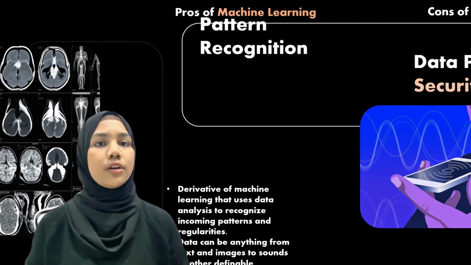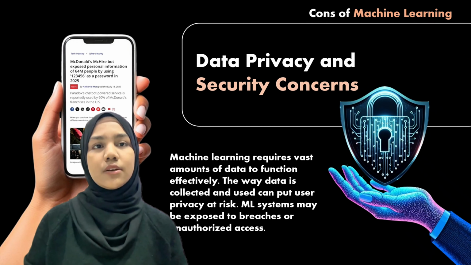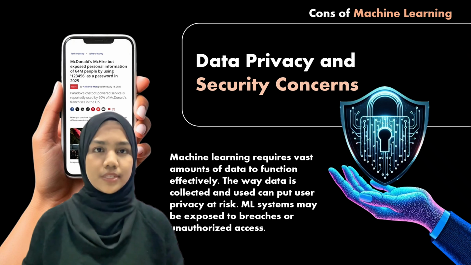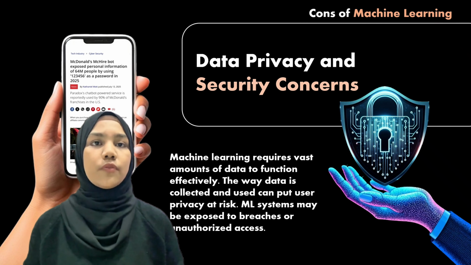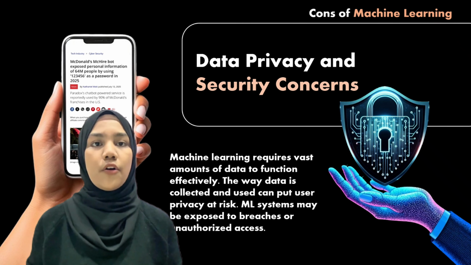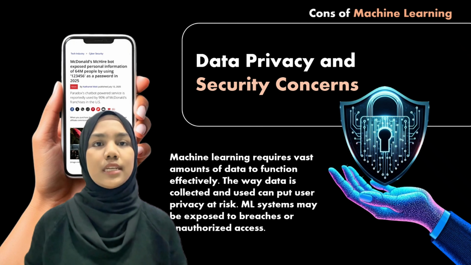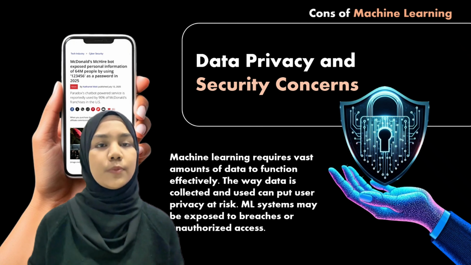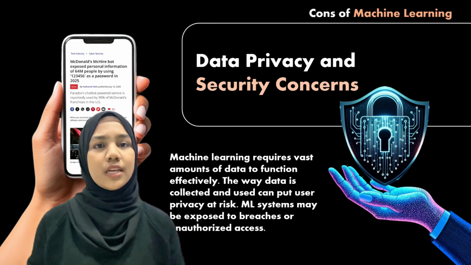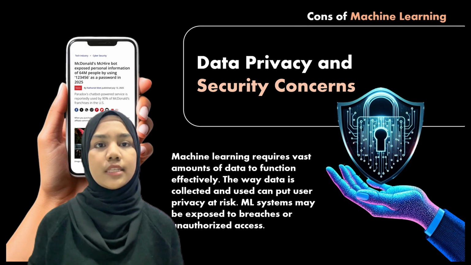Now, let's move on to the cons. Firstly, the con is regarding data privacy and security. The power of ML comes from data, and that often means our personal data. This raises serious privacy concerns. If the data is not protected, it can be exposed to hackers. For instance, even big companies like McDonald's have experienced data breaches.